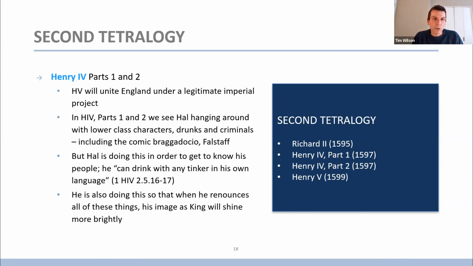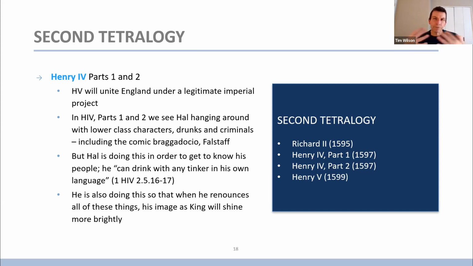So in Henry IV, parts 1 and 2, we see Hal hanging around with lower class characters, drunks and criminals, including the comic braggadocio Falstaff. We'll talk about Falstaff later, but he's a really interesting character, one of the most famous characters in the Shakespearean oeuvre. So if you haven't read Henry IV, part 1 in particular, I recommend reading that. But Hal says he's doing this in order to get to know his people. Henry IV is disappointed in Hal, his son, who becomes Henry V, the hero of our play.